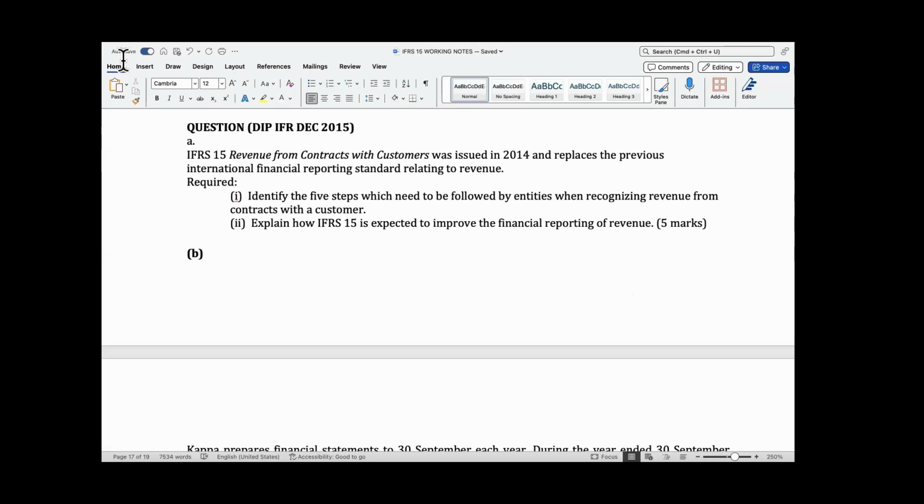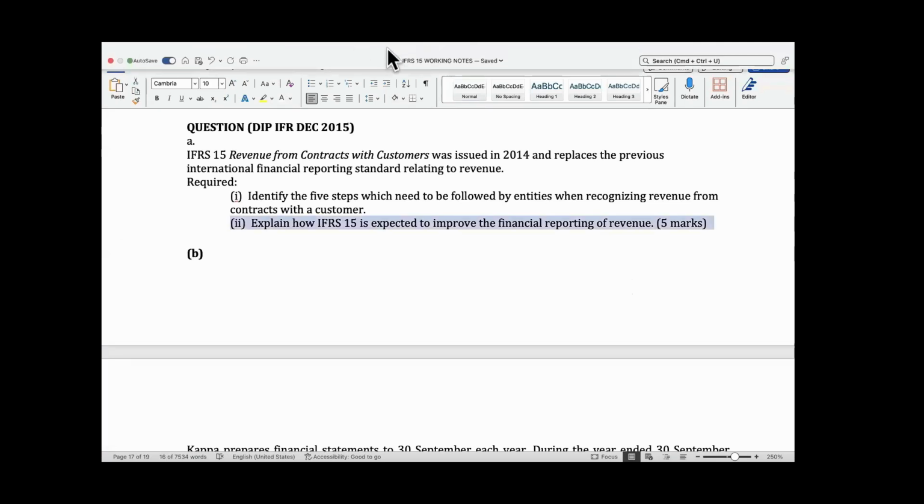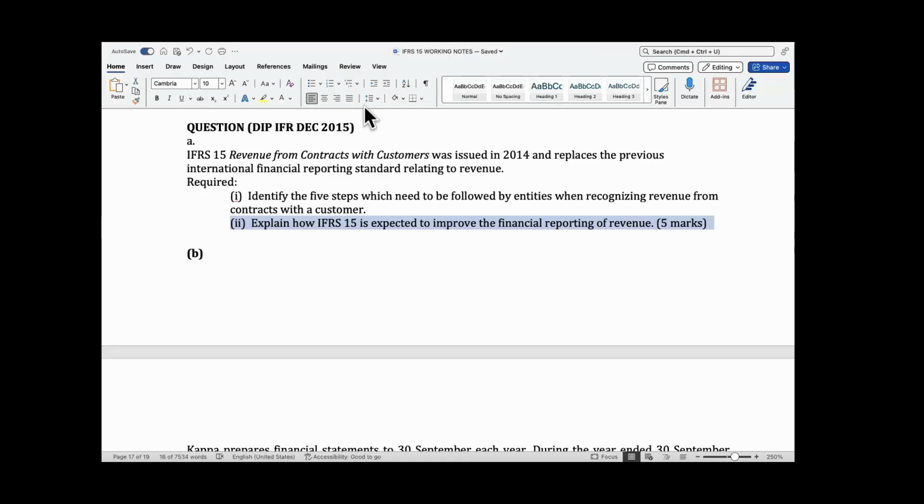IFRS 15, revenue from contract with customers, was issued in 2014 and replaces the previous international financial reporting standard relating to revenue. Required: identify the 5 steps which need to be followed by entities recognizing revenue from contracts with the customer. Also, explain how IFRS 15 is expected to improve the financial reporting of revenue.